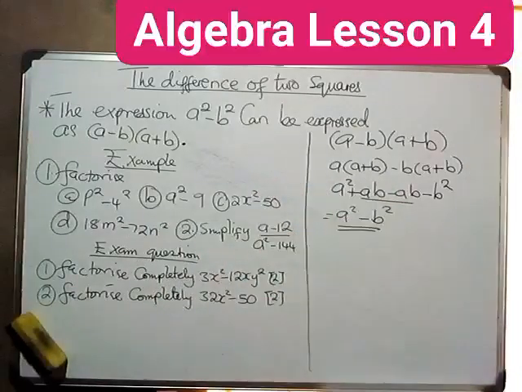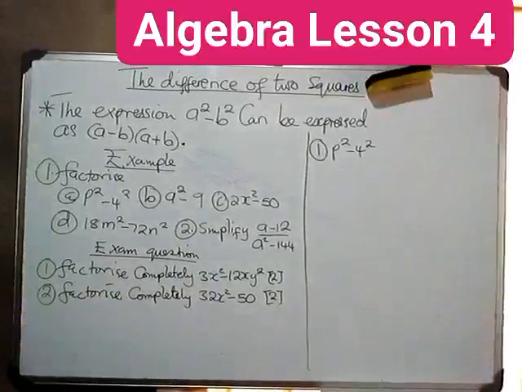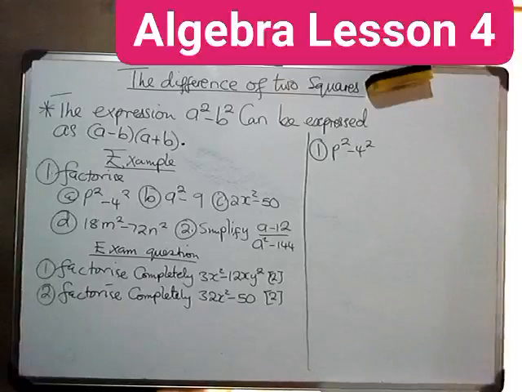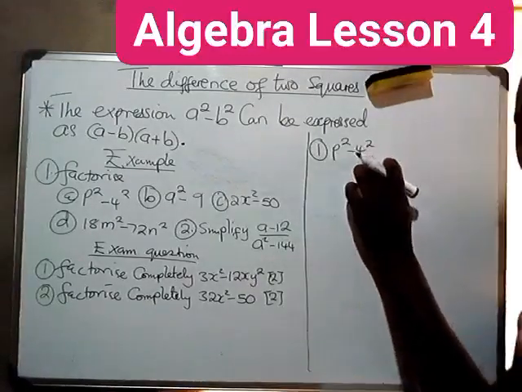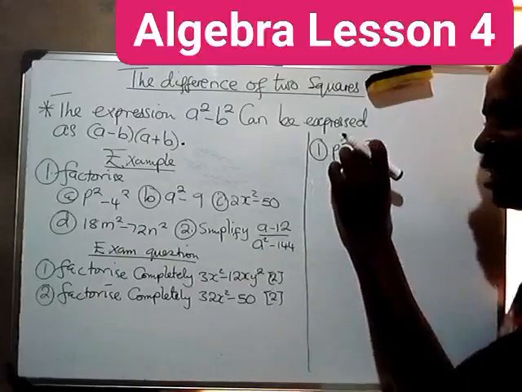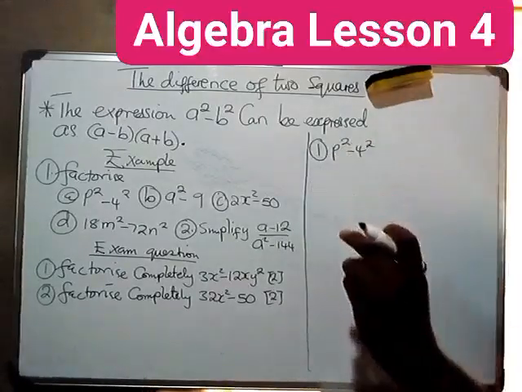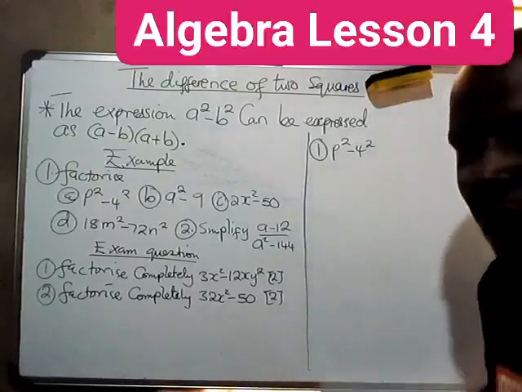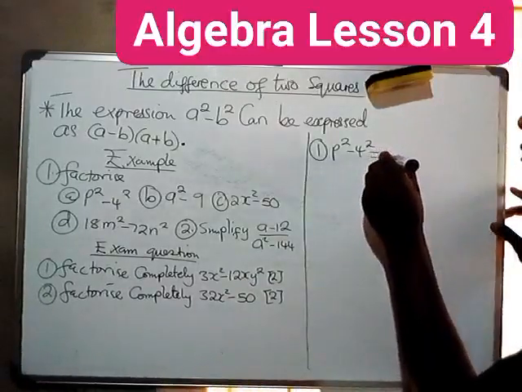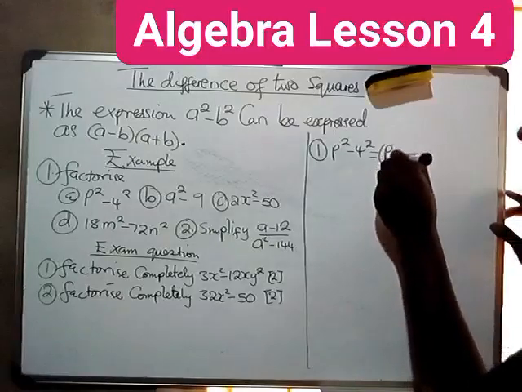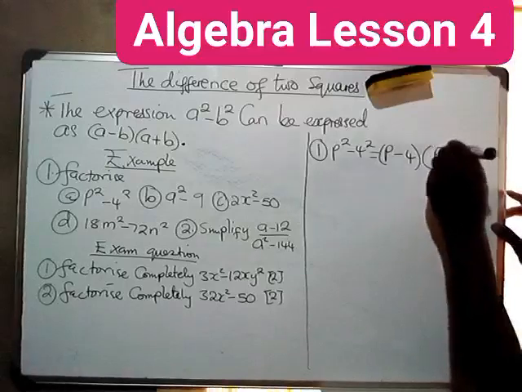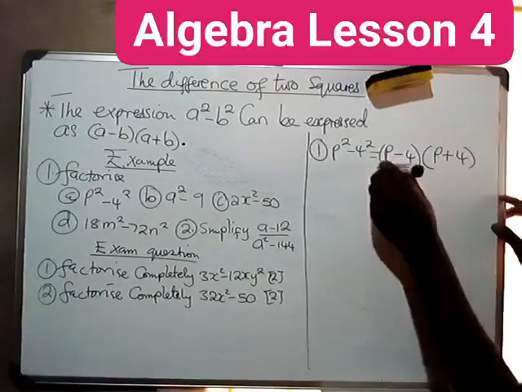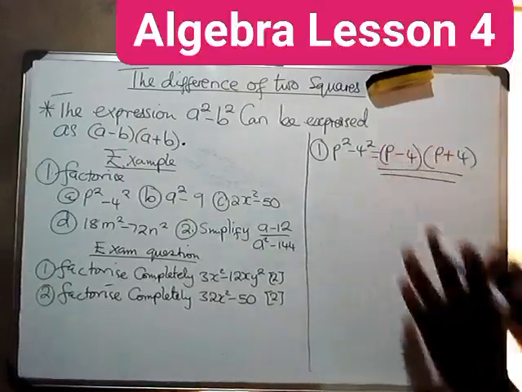Now let's go to examples. Question number 1a: p squared minus 4 squared. This is a square, this is a square, and there is a minus there. This qualifies to be called the difference of two squares. So we are going to have p minus 4 in brackets, then p plus 4. This marks the end of this factorization.